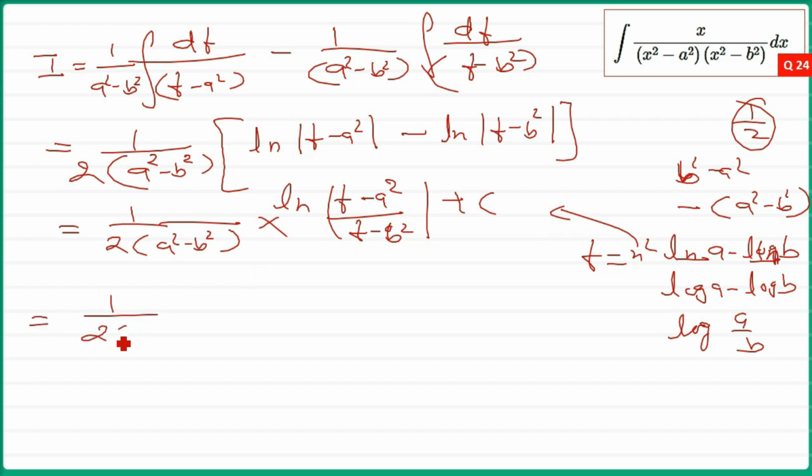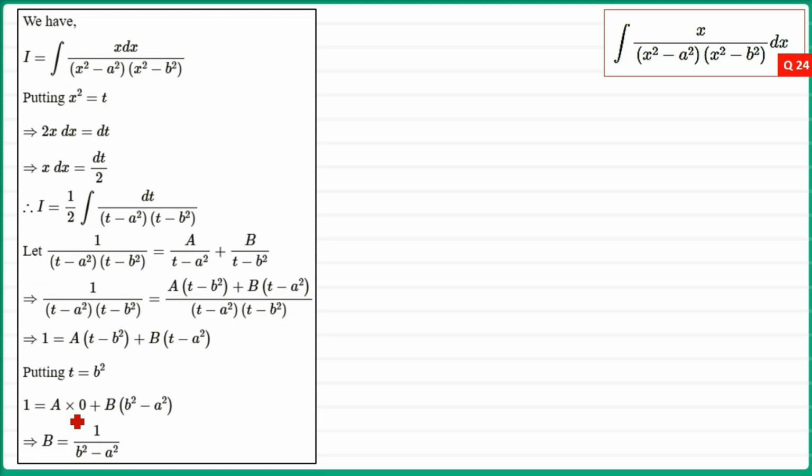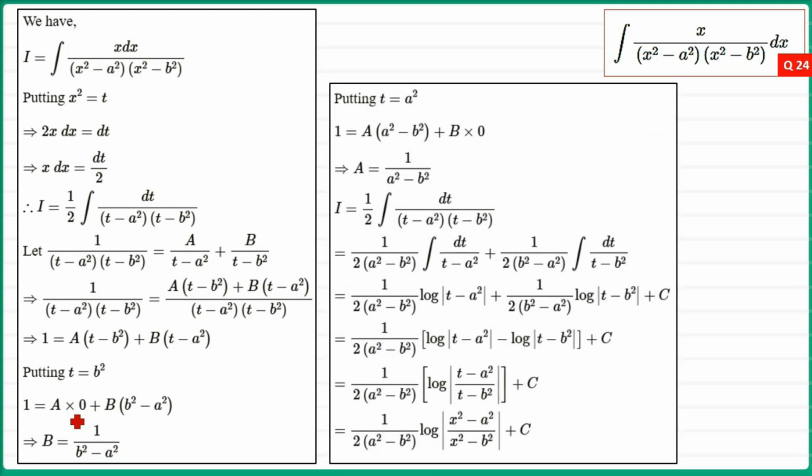So 1 by 2(a square minus b square), then log base e. You can write it as ln of (x square minus a square) divided by (x square minus b square) in a modulus sign plus a constant of integration. This is your final answer. Now this is how it has to be done. So I hope you have got a better idea of this and you'll be able to solve this.